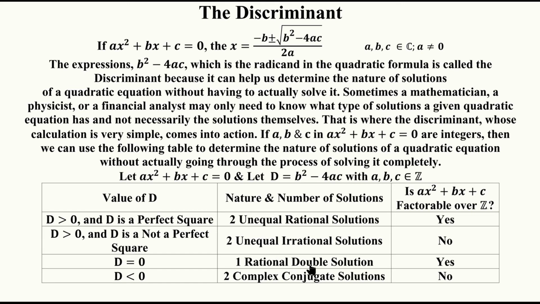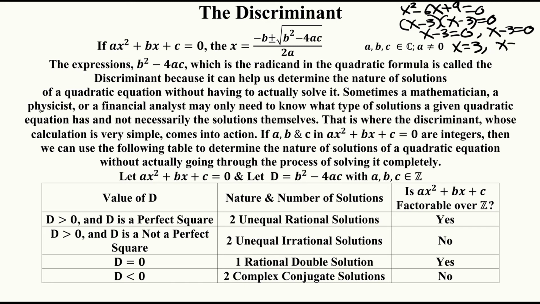So we call that a rational double solution, because basically what that means is you had a situation such as here, x squared minus 6x plus 9 equals 0. Notice that can be factored as x minus 3 times x minus 3 equals 0. So the zero factor property tells us x minus 3 is 0 or x minus 3 is 0. So notice we end up with x equals 3 as a solution twice. So that's what we mean by double solution.